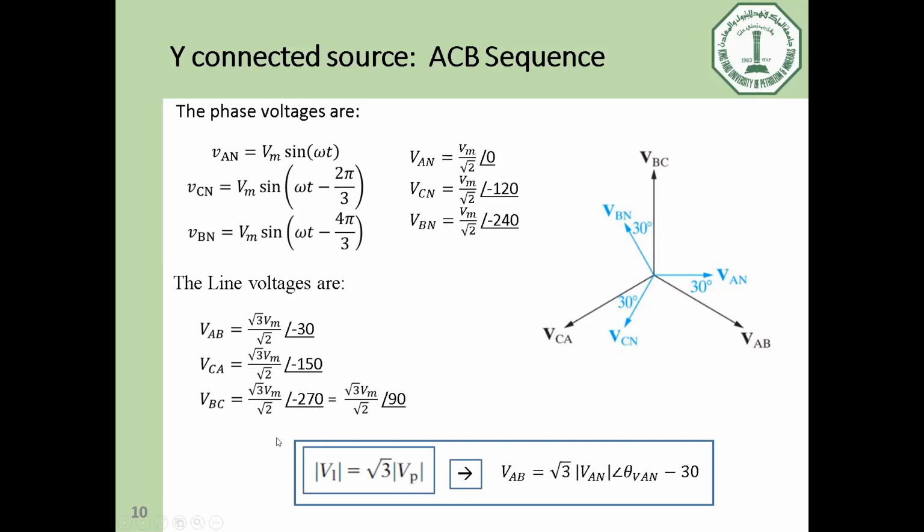It's the same, okay? But because we said here VAB, not VAC, VAB can be obtained in the same way. So you can memorize this relation for either ABC sequence or ACB sequence: VAB equals square root of 3 multiplied by VAN at angle theta VAN minus 30 degrees. Okay? Any question?